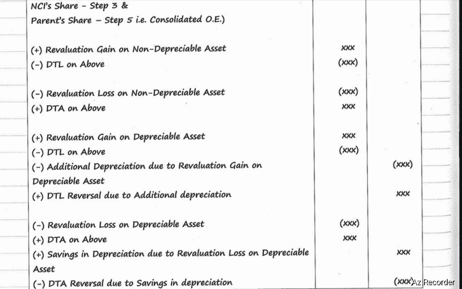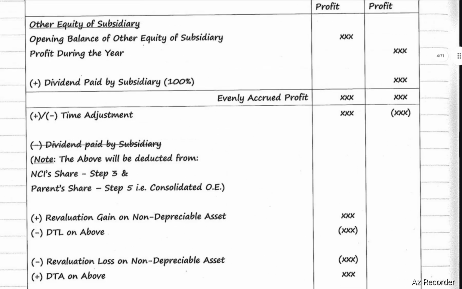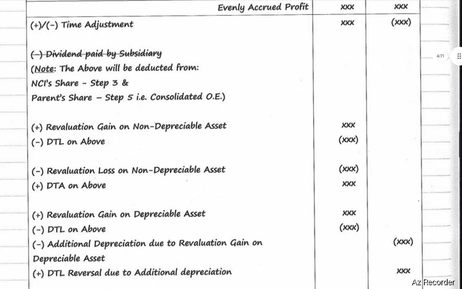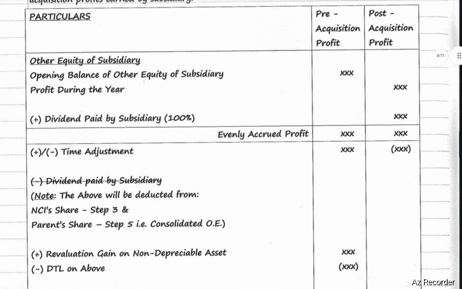Minus revaluation loss on depreciable asset. It will be deducted from pre-acquisition profit column. Add deferred tax asset on above, deferred tax asset on revaluation loss on depreciable asset. It will be considered under pre-acquisition profit column.